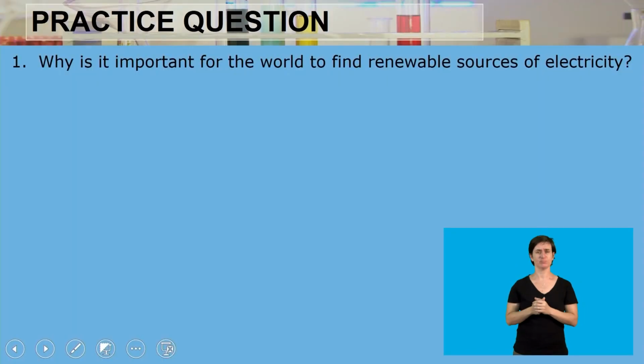So today we're going to be dealing with practice questions and application questions that are based on the generation of electricity. Starting with the practice questions, the first question given to us is, why is it important for the world to find renewable sources of electricity? So why do we then need to find these renewable sources of electricity?